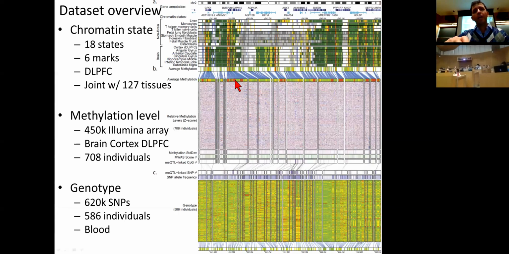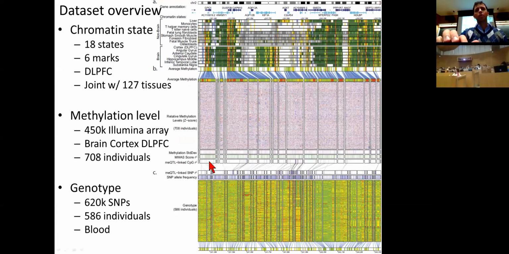But then from that average methylation, we're going to ask about the differences, about the deltas between individuals. Is a person more methylated or less methylated at that location? And what you can see here is the red and blue, where red means more methylation, blue means less methylation, at every position across the 700 people, okay?